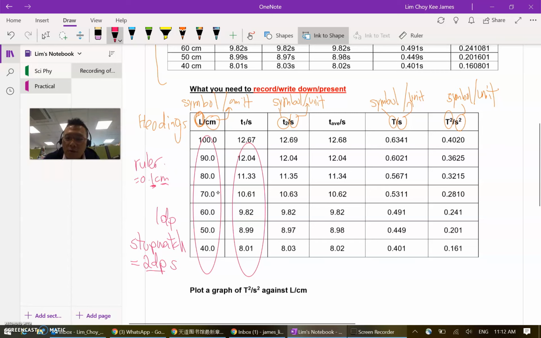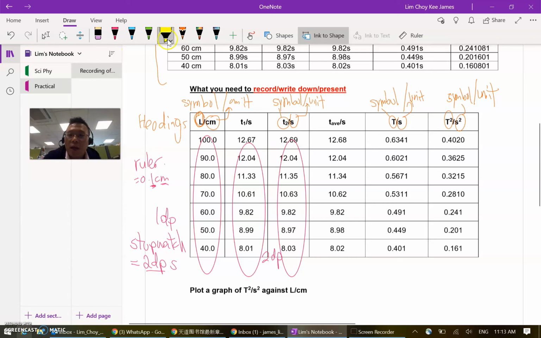So the timing that you record for T1 and T2, which is your timing for 20 oscillations, has to be in 2 dp. Just take note of this. That's why whenever you record the data, T1 and T2 are always in 2 dp. That's what we mean by data recorded.